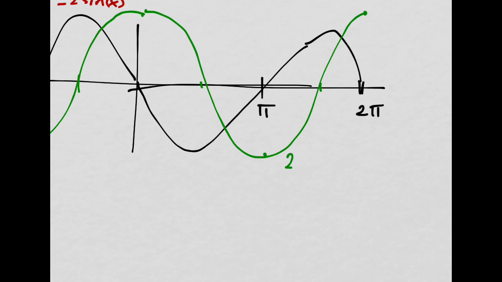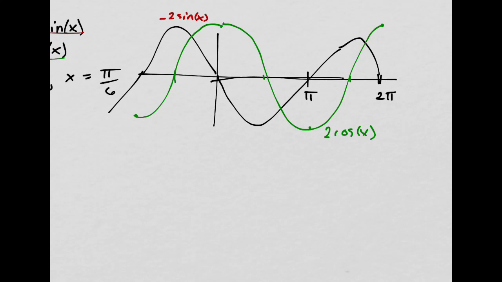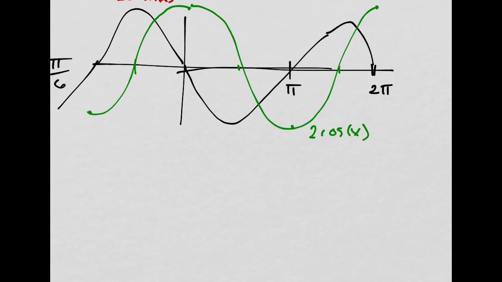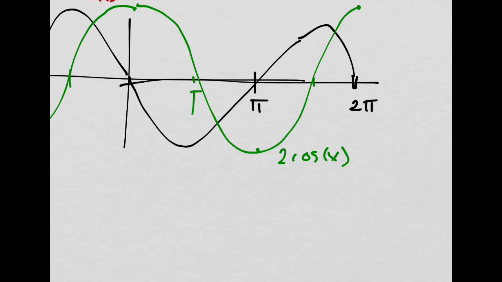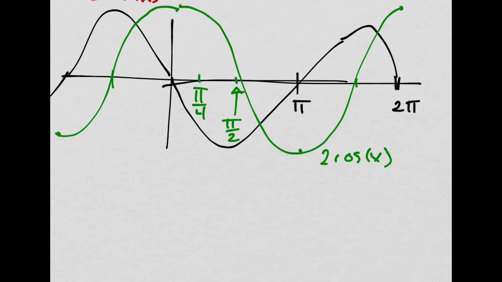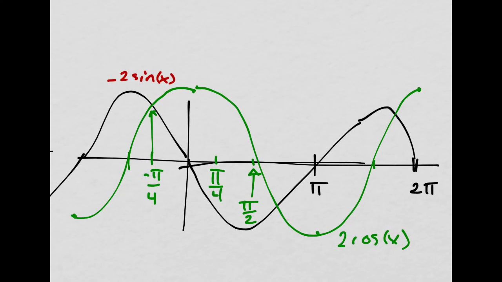And this is 2 cosine x. Are we all right? Okay, so then we have from negative pi over 4. Well, what is this? This is pi over 2, right? So pi over 4 is right here. So that means negative pi over 4 is, whoa, look at that. Do we see that? It has to be.